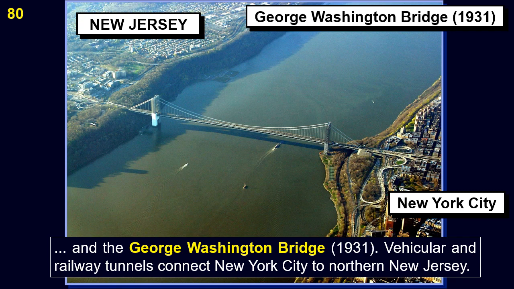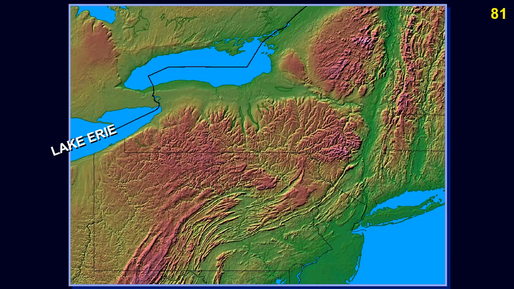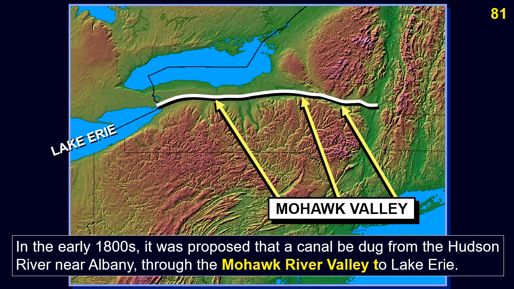Vehicular and railway tunnels connect New York City to northern New Jersey. In the early 1800s, it was proposed that a canal be dug from the Hudson River near Albany, through the Mohawk River Valley to Lake Erie.